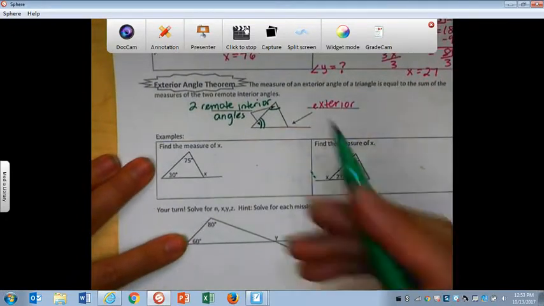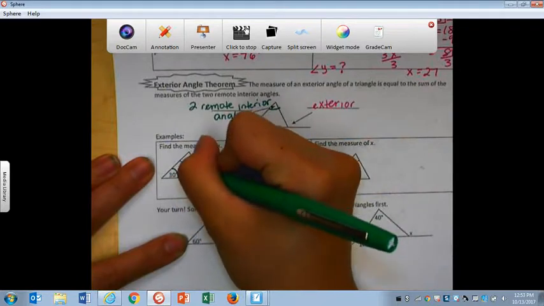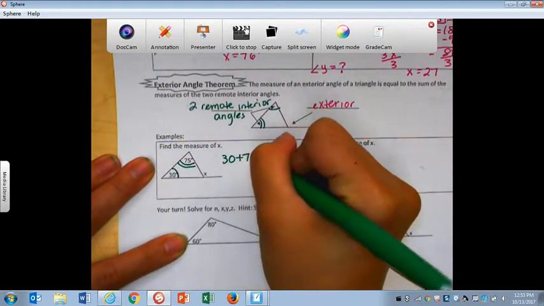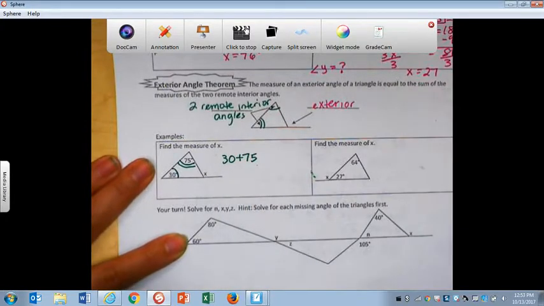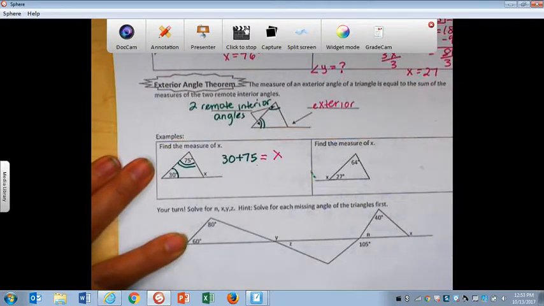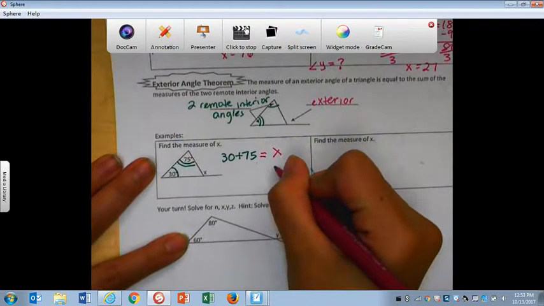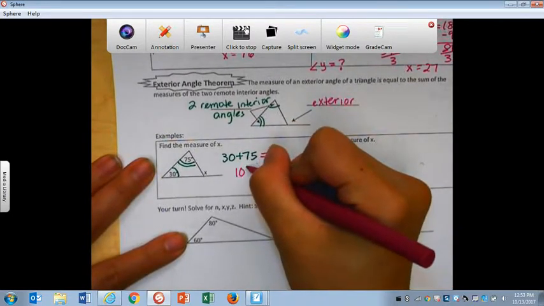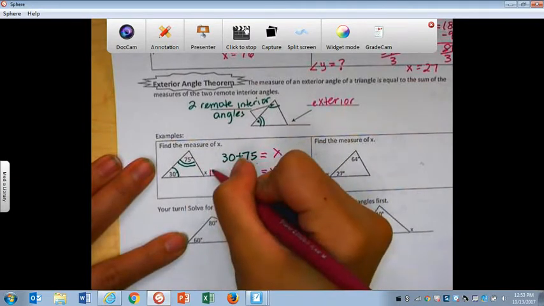All right, here are your two remote angles. So you would say 30 plus 75 equals that x, right? So what does that add up to? What's 30 plus 75? That would be 105, okay?